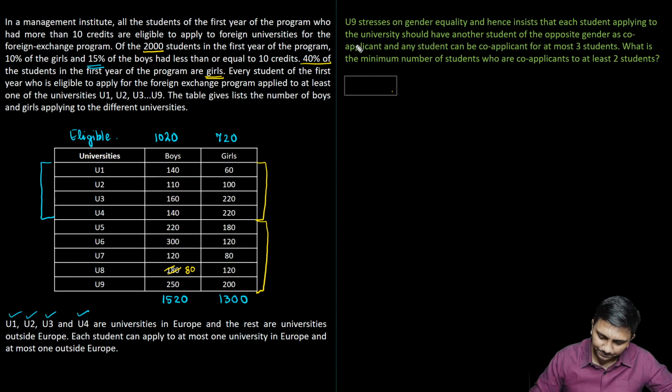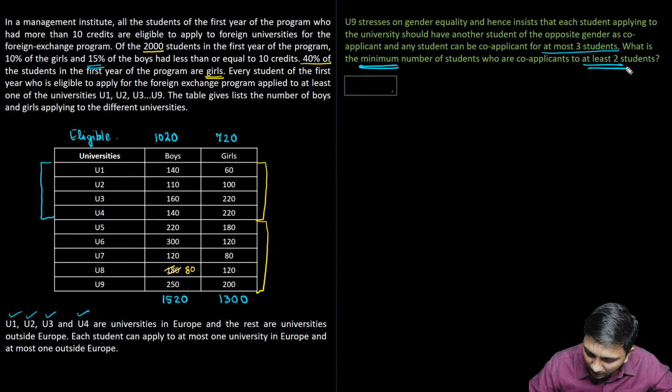Let's look at this one. U9 stresses on gender equality and hence insists that each student applying to the university should have another student of the opposite gender as co-applicant, and any student can be co-applicant for at most 3. So this is important. Anybody can be co-applicant for at most 3 people. What is the minimum number of students who are co-applicants to at least 2 students? It's tricky, this question, because of the many tricky words here. At most, minimum number, to at least 2.